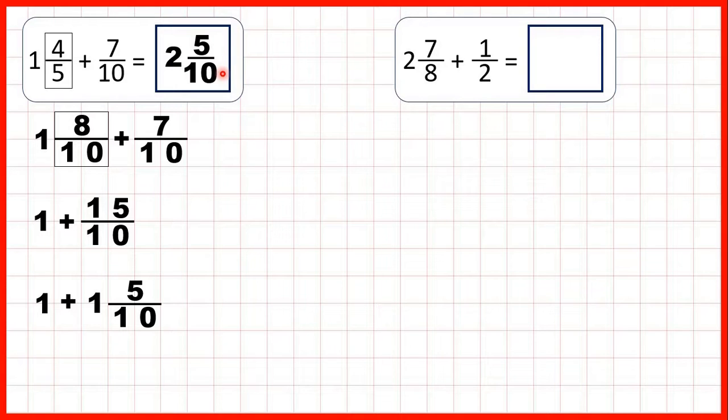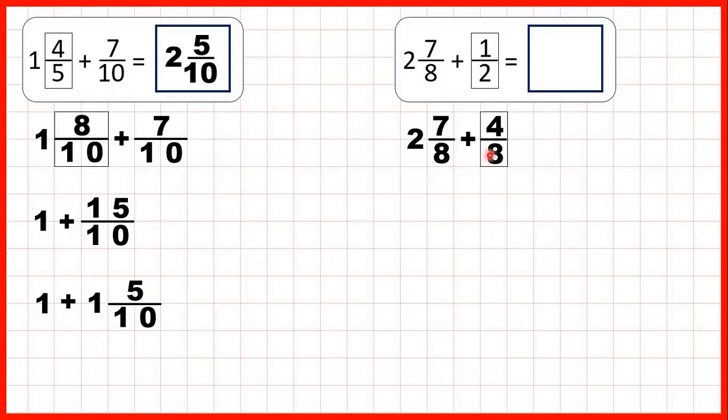So adding the wholes together gives us 2, the 5/10 stays the same, so that's 2 and 5/10 as our answer. Now we have 2 and 7/8, and we need to add 1/2. But to add fractions we need the denominators to be the same. Now 8 is in the 2 times table, so we need to find a fraction equivalent to 1/2, which has a denominator of 8. So we can rewrite our question as 2 and 7/8 plus 4/8.